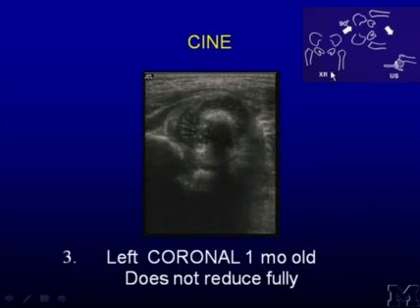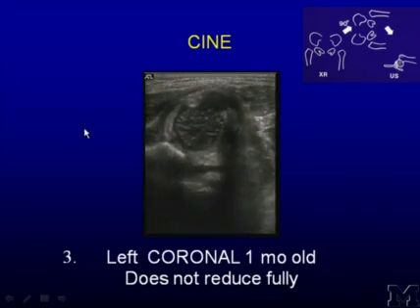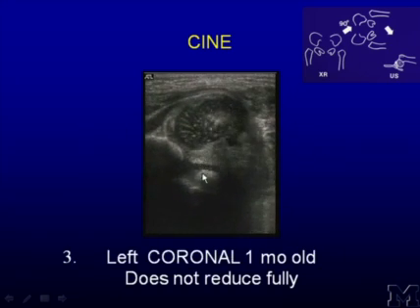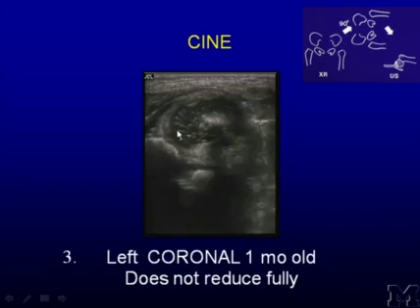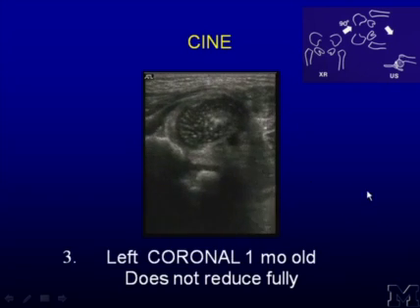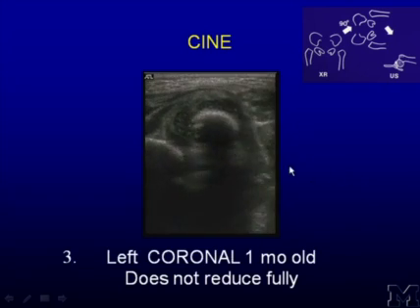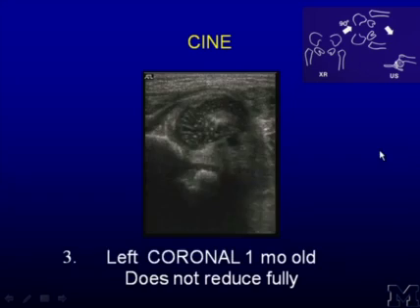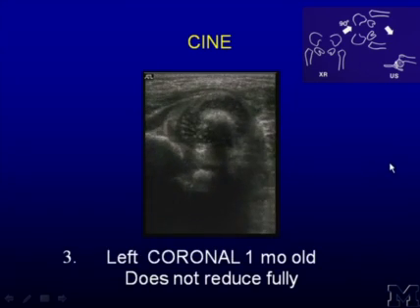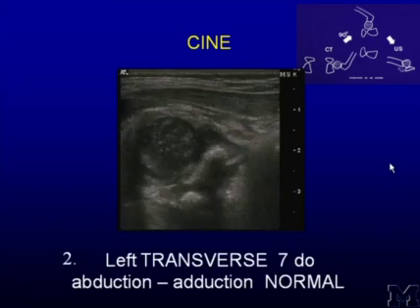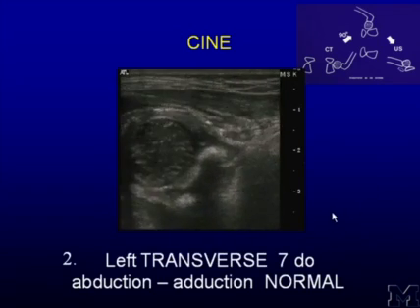Now this is another coronal view, so still in the same orientation, superior, inferior. The distance with the medial aspect of the acetabulum is much greater. Here's the acetabular roof, and this is kind of riding on the edge. And when I'm trying to abduct and push the hip back in, I was unable to reduce it fully. And this is all useful information for the clinician.